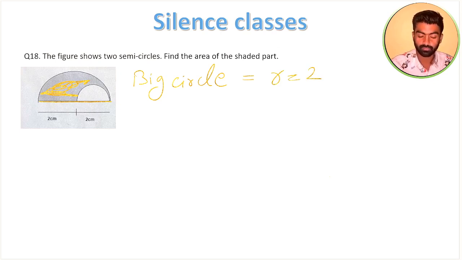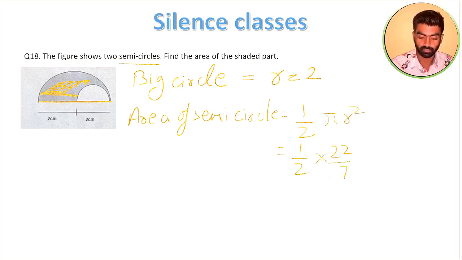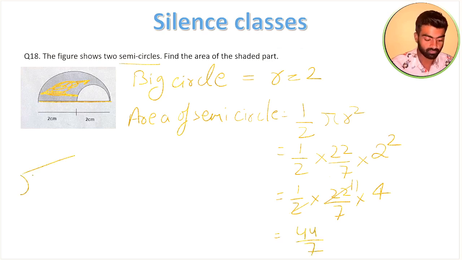Now we will put it in the formula, and since there is a semicircle over here, we will use the formula for the area of a semicircle. Area of semicircle is equal to 1 upon 2 pi r square, which is 1 upon 2 multiplied by 22 upon 7 multiplied by r, meaning 2 multiplied by 2, or 2 to the power 2. So it will become 1 upon 2 multiplied by 22 upon 7 multiplied by 4. It will become 11, meaning 44 upon 7. Now I will divide 44 by 7, 6 of 42, it will become 2.